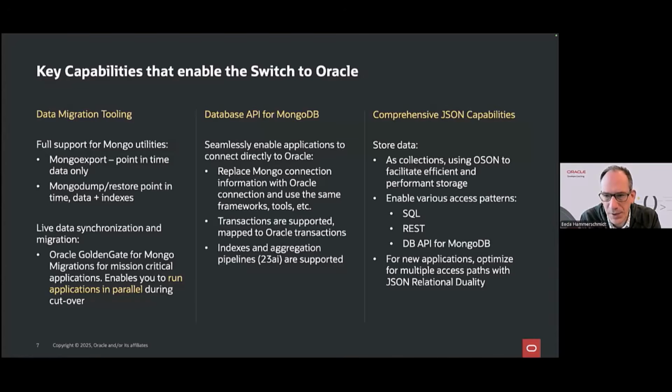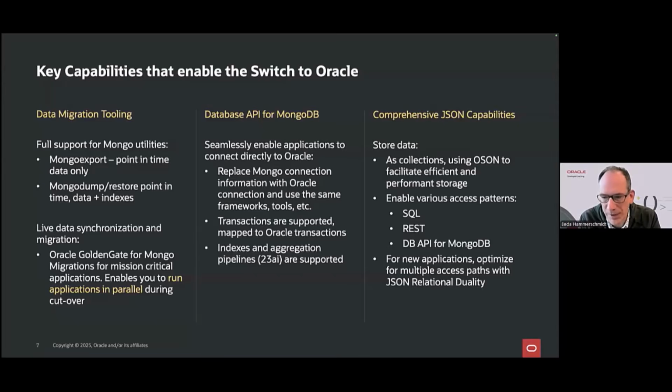But once your data is in Oracle, you also get the comprehensive JSON capabilities from Oracle Database. We store data in JSON collection tables. We have a very efficient format called OSON, which is very fast, for example, for updates. So if you have update-heavy workloads, they usually gain a lot in performance. You can access the data depending on how you want to work with it. You could say, I use the Mongo API, I use REST, I use SQL. All of this works with the same data. Your data is always fully consistent.